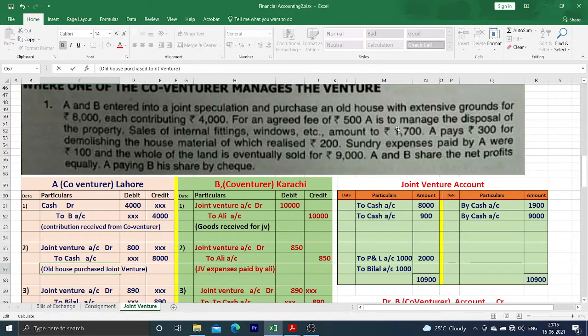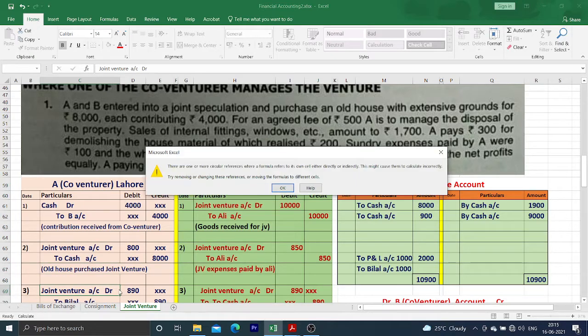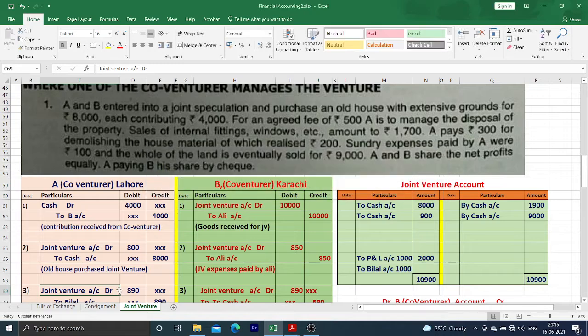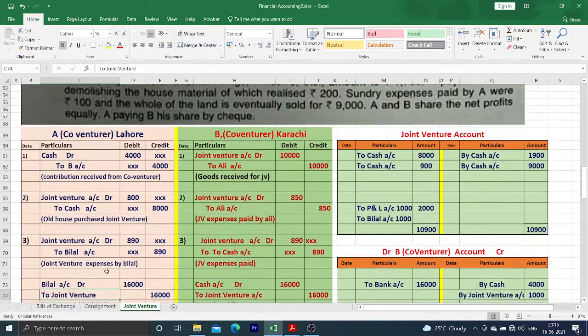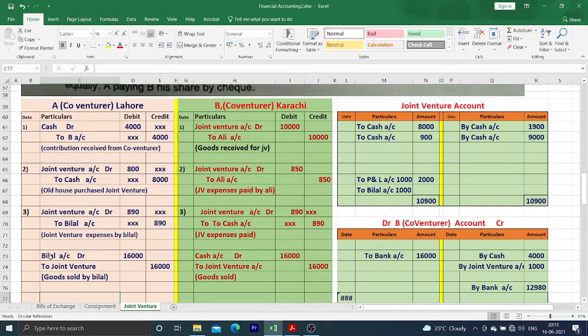We will write that later. Then the sale of material: 1,700, and old house material 200. Total amount received is 1,900 plus the sale amount of 9,000. Total sales amount is 10,900. He is doing the business, that's why in his name you have to write cash account debit.